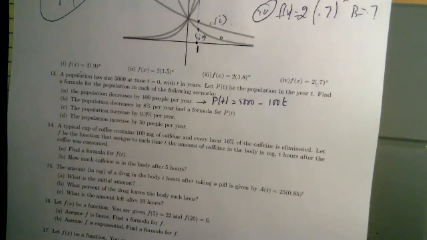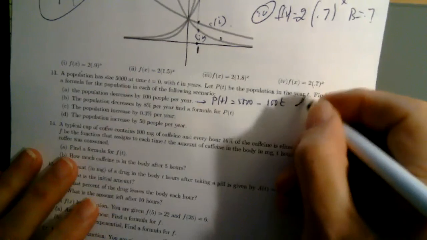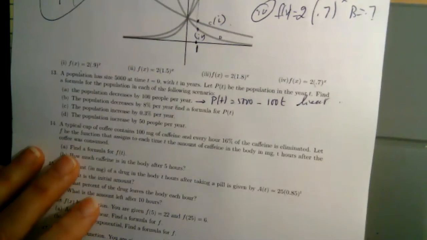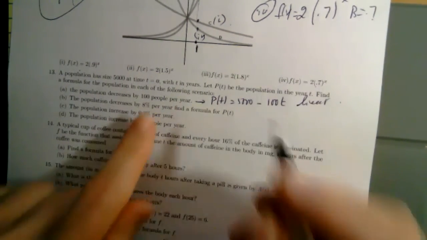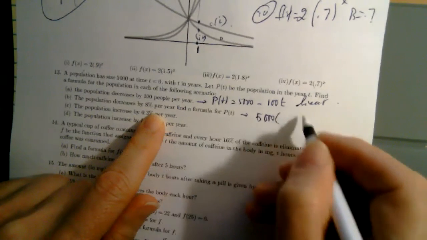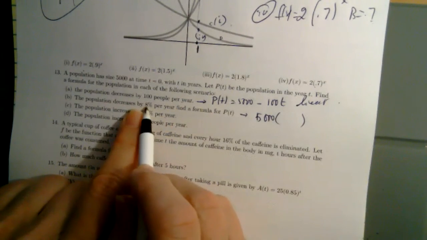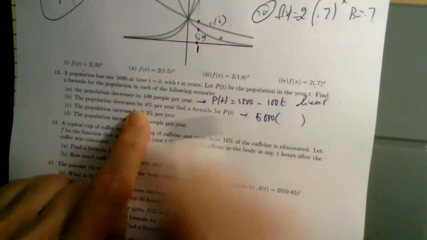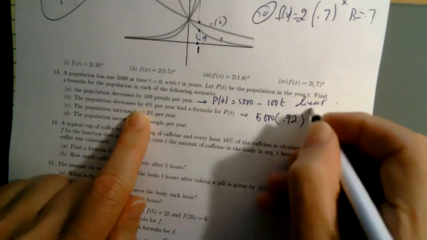B, it decreases by 8% per year. Is that a linear or an exponential growth? Exponential. That's exponential, by the same percent. And it decreases, so it starts at 5,000. The rate is minus 0.08, so it means 0.92.